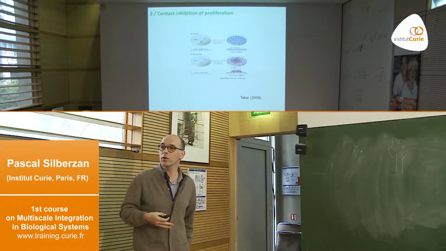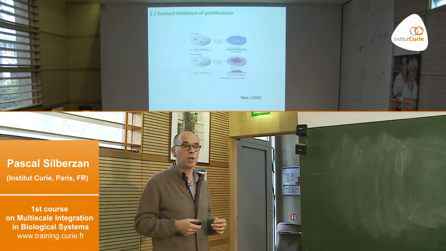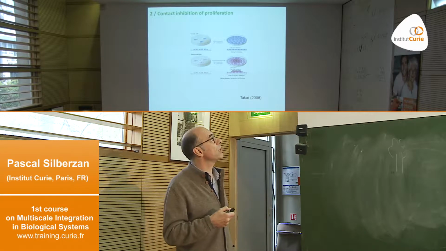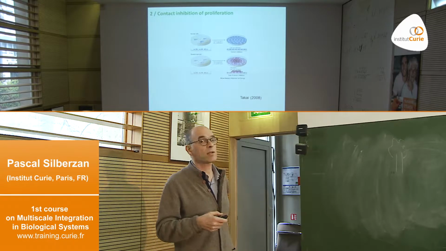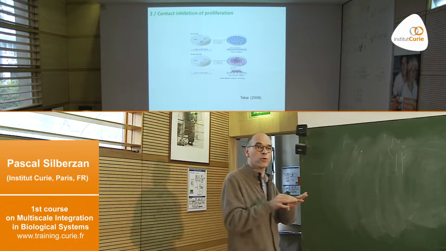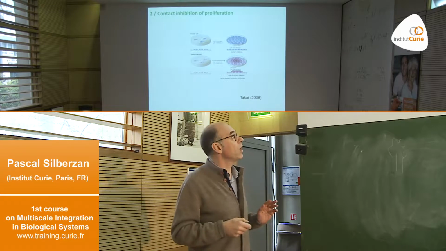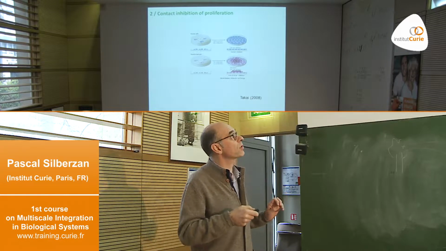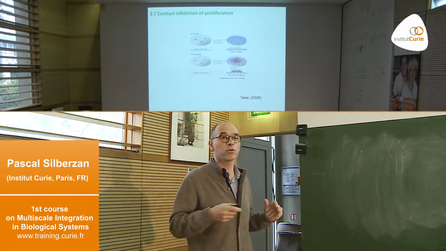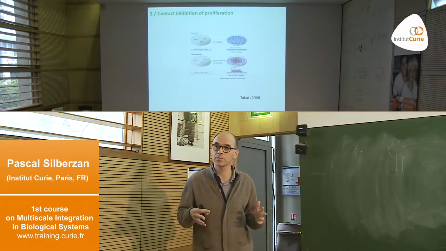So that brings me to contact inhibition of proliferation. Again, it was postulated that normal cells, when they reach confluence, would just stop dividing. That would be it. And that would be a sort of hallmark of cancer. Transformed cells don't do that. They grow in the third dimension.